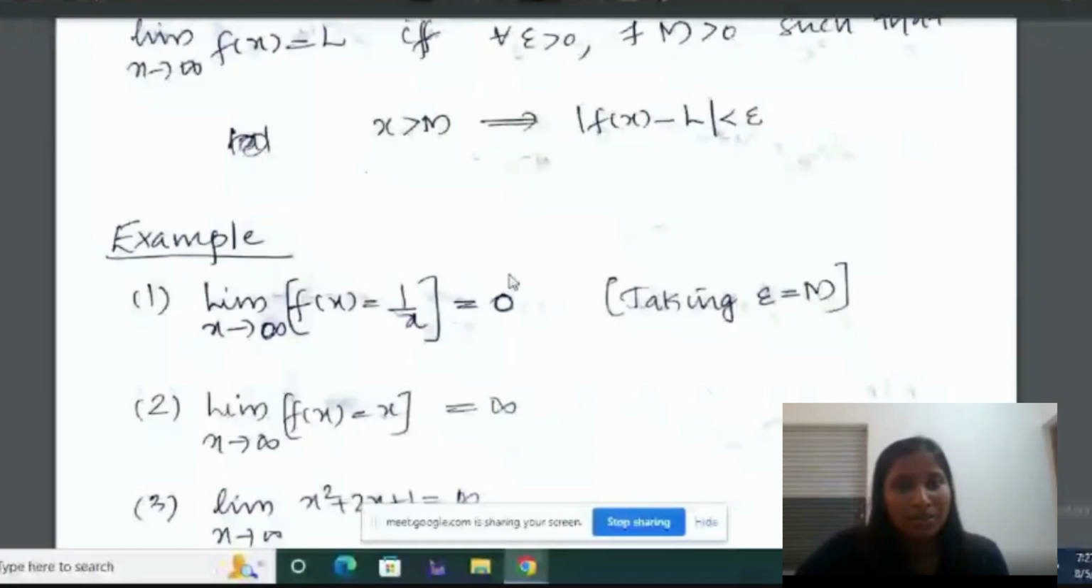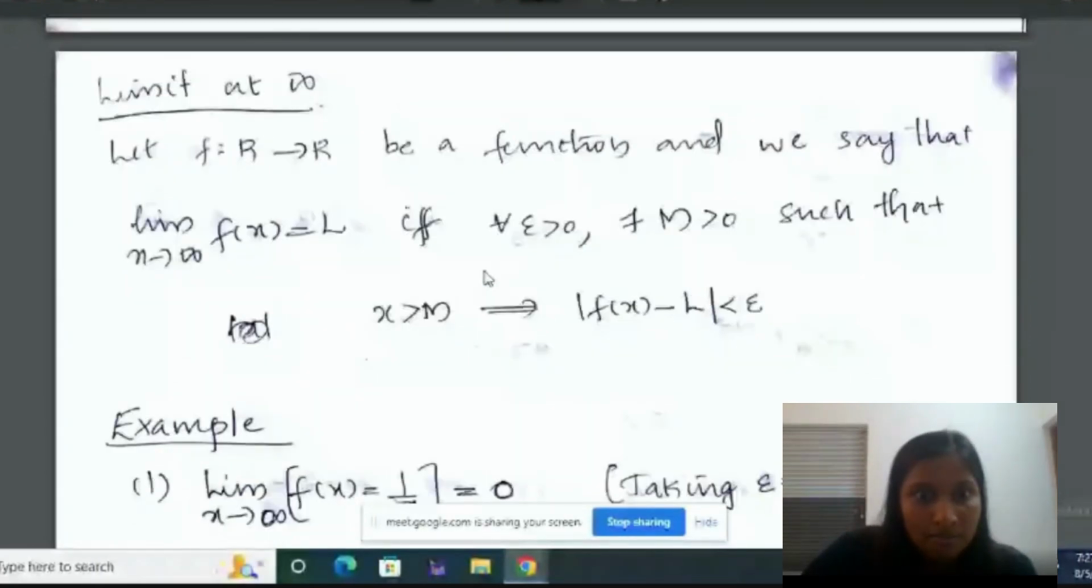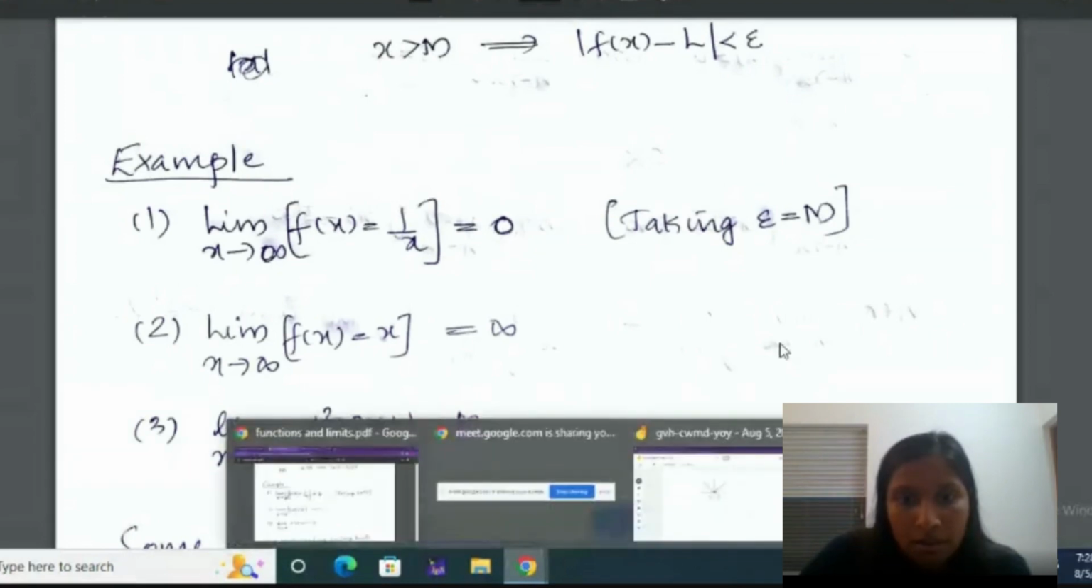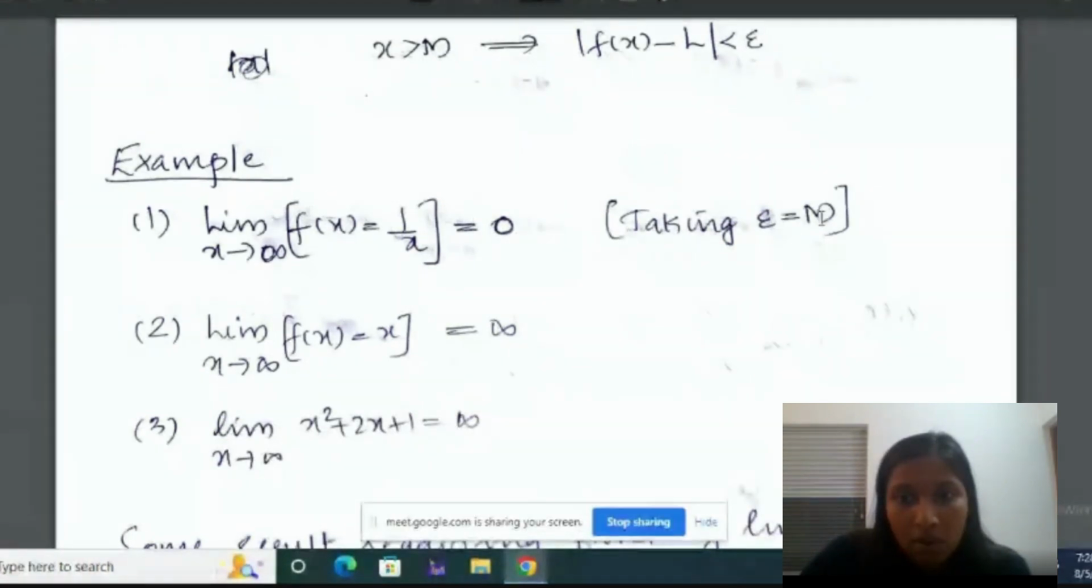So we are not going deeply into this definition. We are just going to the problems. The main examples: limit as x tends to infinity of f of x. If we take f of x equal to 1 by x, its limit value will be 0. So here we can take epsilon equal to M itself, and we can verify that this limit will be 0. We will be using this result in the following problems.